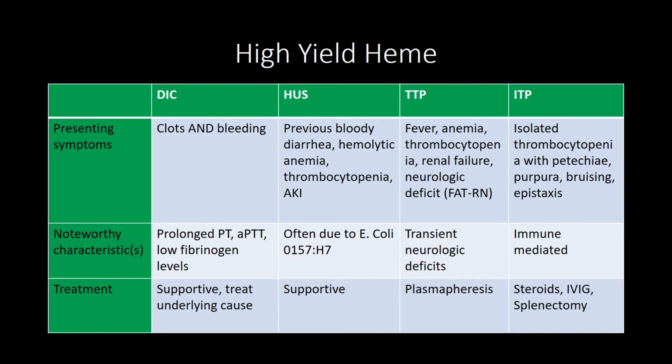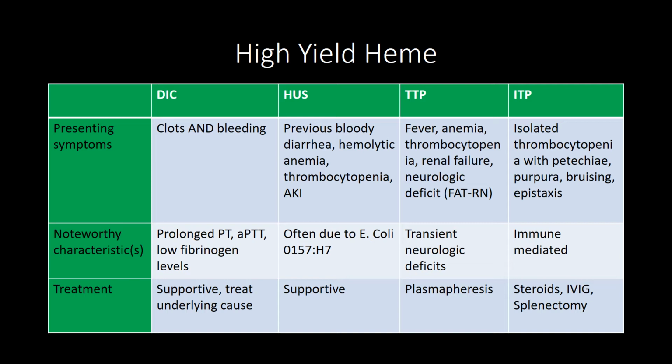TTP, or thrombotic thrombocytopenic purpura, there's 5 symptoms to be aware of, and they don't all have to happen. You don't need all 5. They can present at various times, but what you want to look out for is fever, anemia, which is microangiopathic hemolytic anemia, thrombocytopenia, renal failure, and neurological deficits, and those are typically transient. The mnemonic you've heard of is FAT-RN to describe the 5 symptoms, and the treatment for TTP is plasmapheresis.